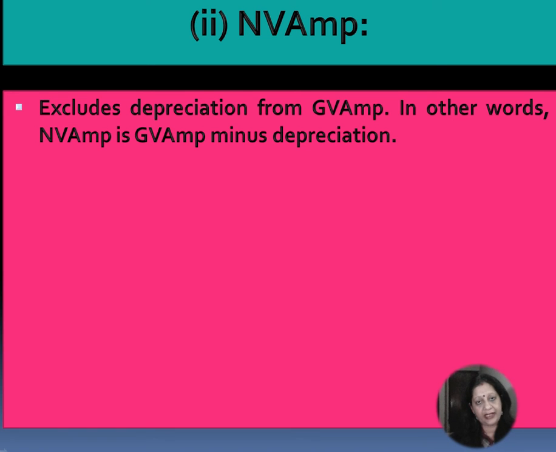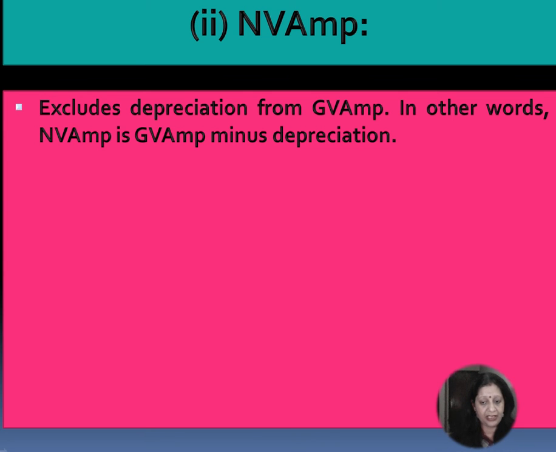So the formula for calculating net value added at market price is gross value added at market price minus depreciation. Depreciation means loss in the value of assets. That is, when we continuously use any asset, its value keeps decreasing. That means it starts depreciating.